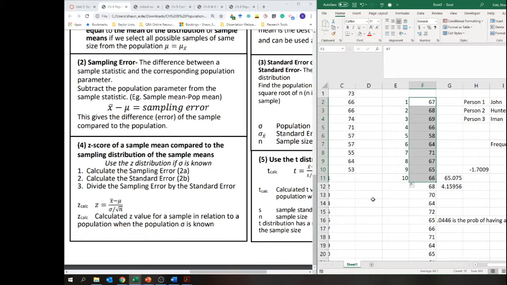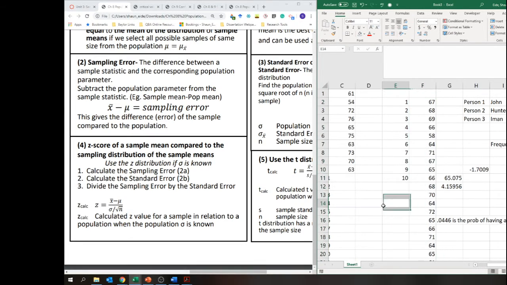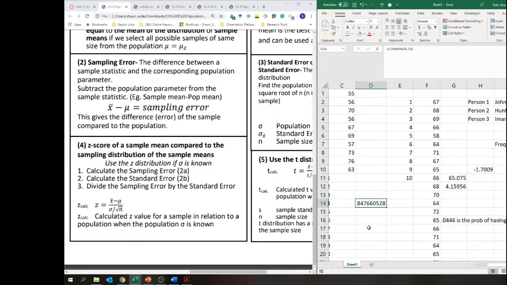Okay, so let's think about this for a second. We use this fun little combination formula, right? How many possible samples of 10 are there? So we're going to do equals combination. Let me find how many I selected. So there's 40. So equals combination 40, and we're choosing 10 at a time. And if I do that, there are these many different possible samples.